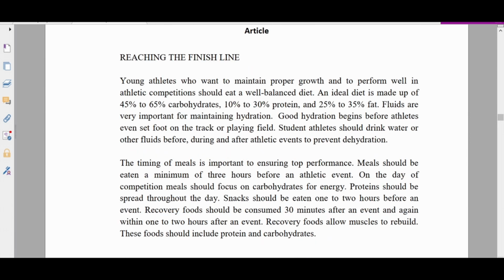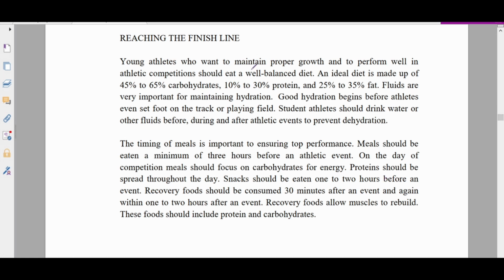Here's the article. Reaching the finish line. Young athletes who want to maintain proper growth and to perform well in athletic competitions should eat a well-balanced diet. An ideal diet is made up of 45 to 65% carbohydrates, 10 to 30% protein, and 25 to 35% fat. Fluids are very important for maintaining hydration. Good hydration begins before athletes even set foot on the track or playing field. Young athletes should drink water or other fluids before, during, and after athletic events to prevent dehydration.